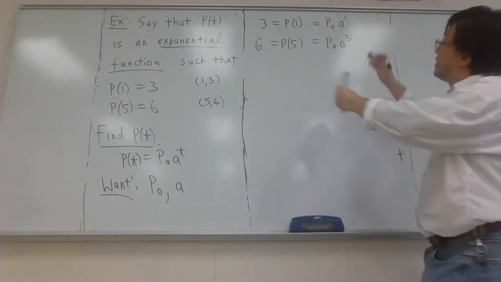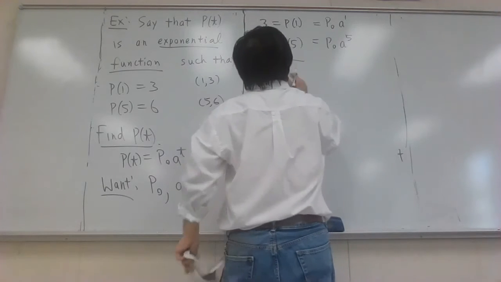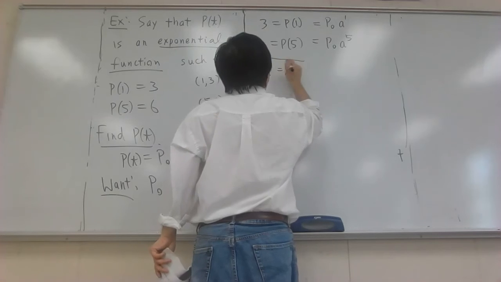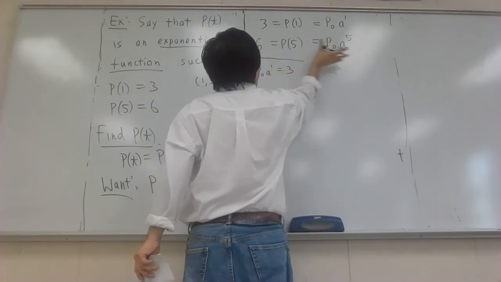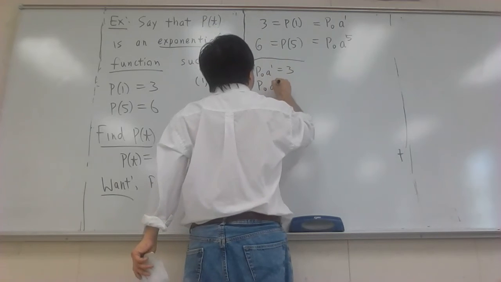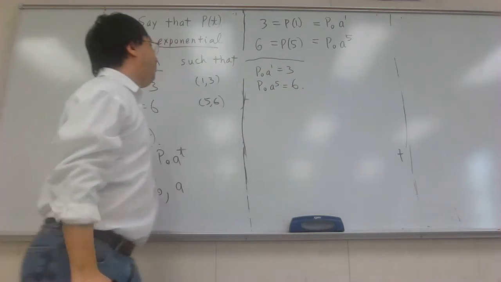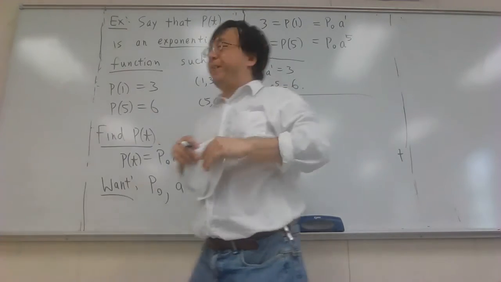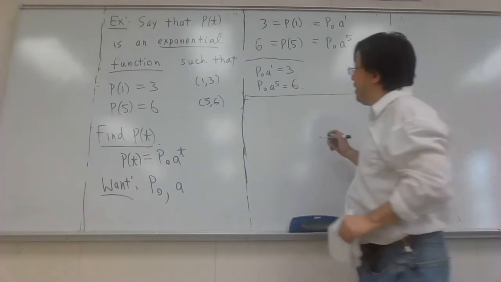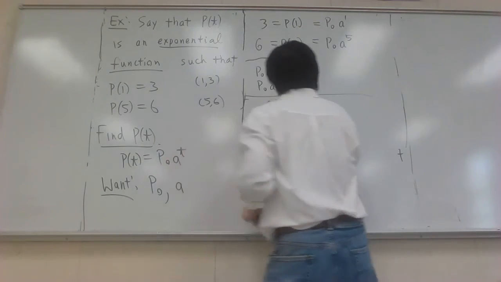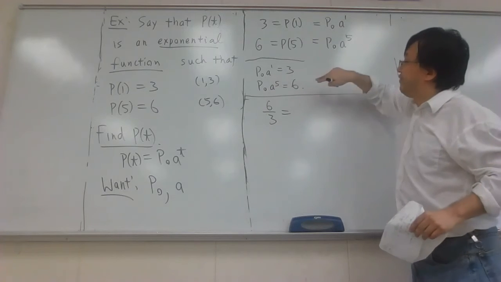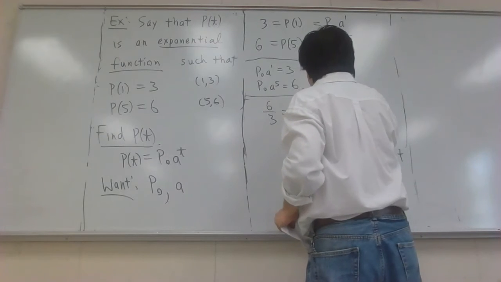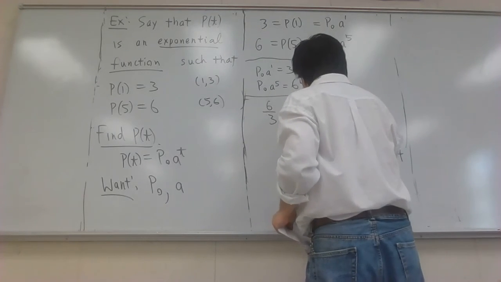Okay, so let's clean it up by gathering those 2 things together. I have P naught A to the 1 is equal to 3, and P naught A to the power of 5 is equal to 6. Now the next thing I'll do is divide the bottom by the top. So I divide 6 by 3. 6 is equal to this, and 3 is equal to this, so it's like dividing P naught times A to the 5th by P naught times A to the 1.